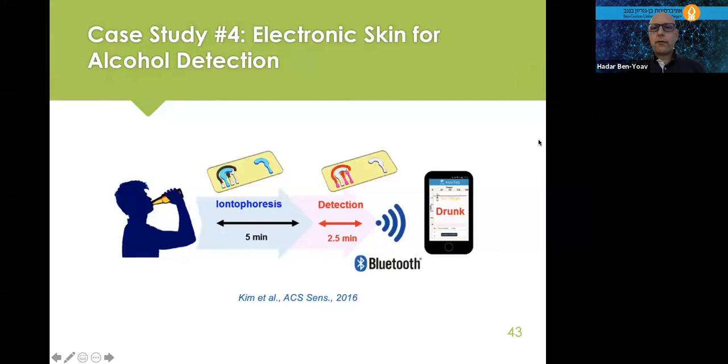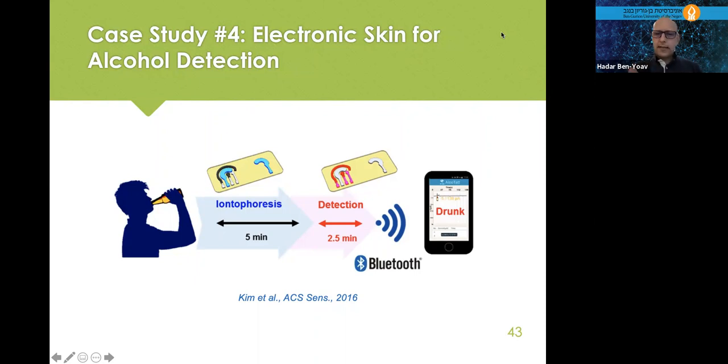Case study number four, electronic skin for alcohol detection. And here it's actually a nice example that, as probably you know, drinking and driving is very dangerous. It's one of the major reasons for death in the US, I guess also around the world.